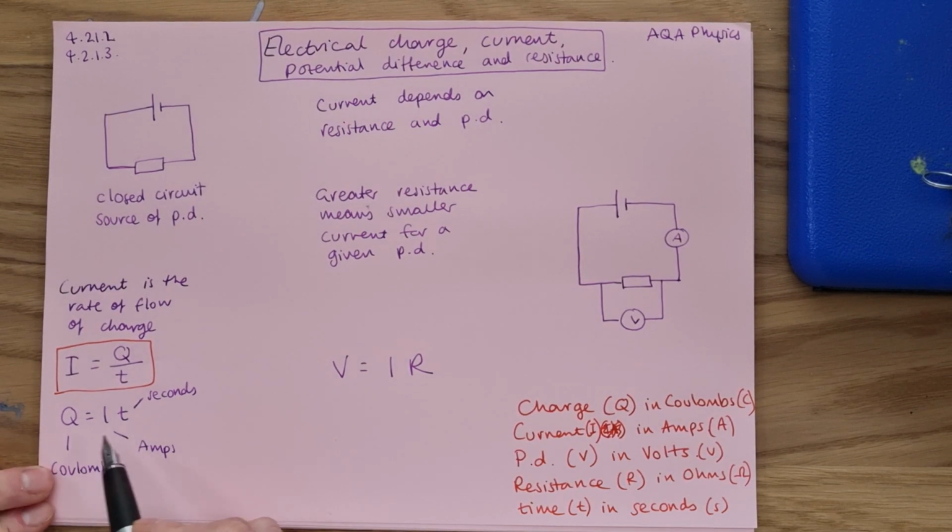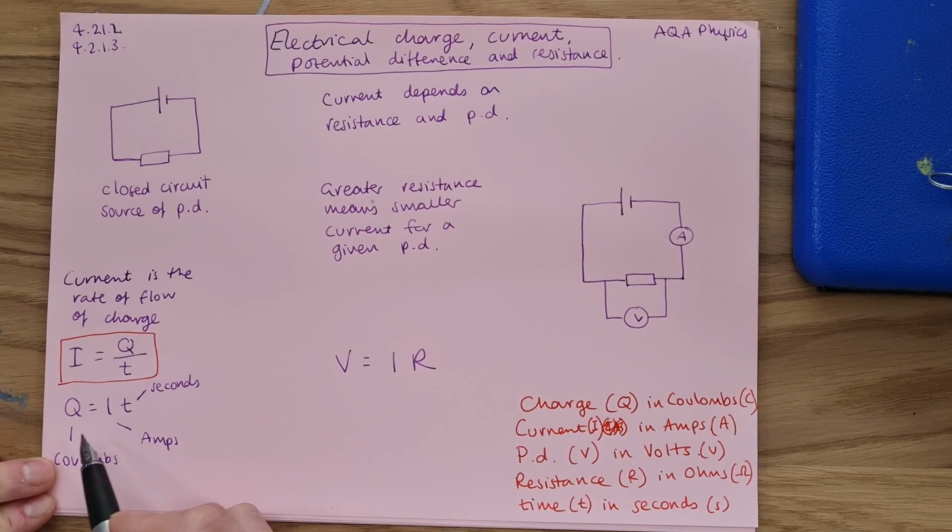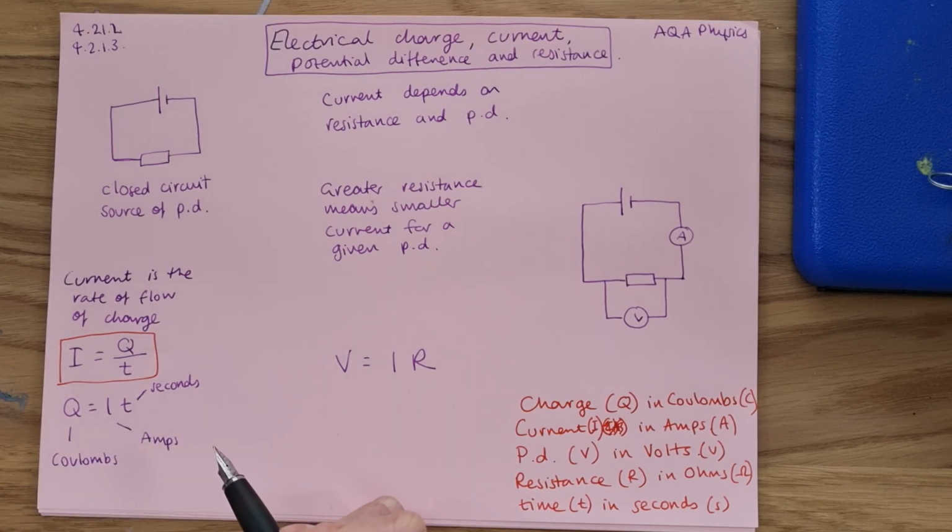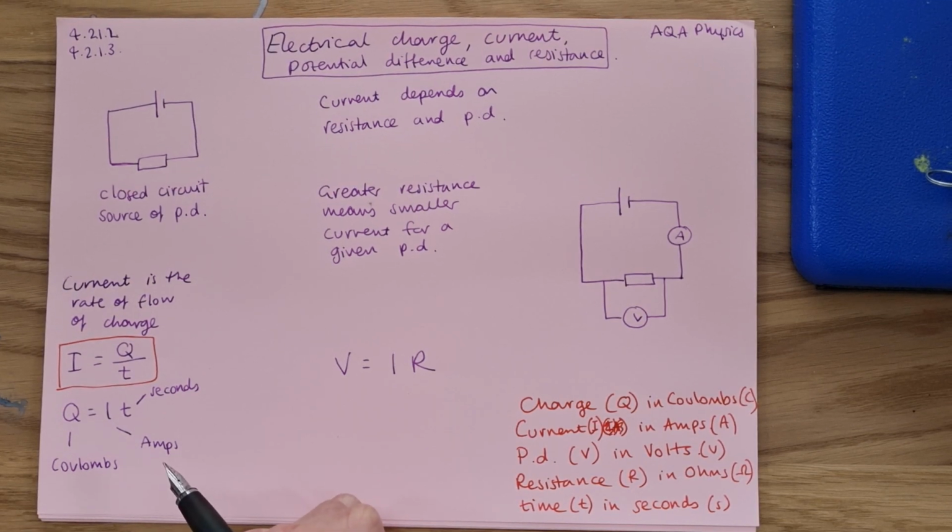More usefully though, we write it like this. And on the equation sheets, it's given as Q is IT, where Q is the charge measured in coulombs, I is the current measured in amps, and T is the time measured in seconds. So Q is IT. That's how we figure out the charge passing a point in a circuit.